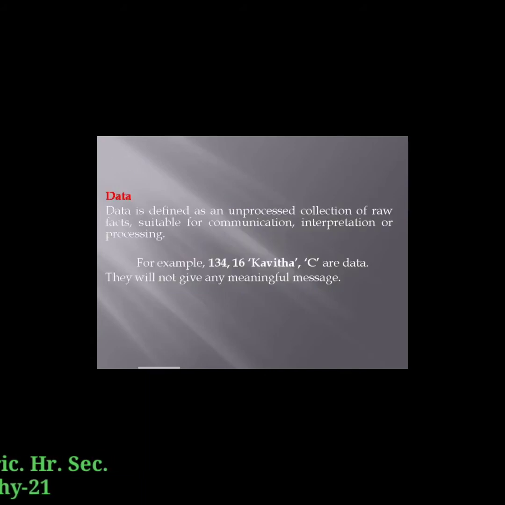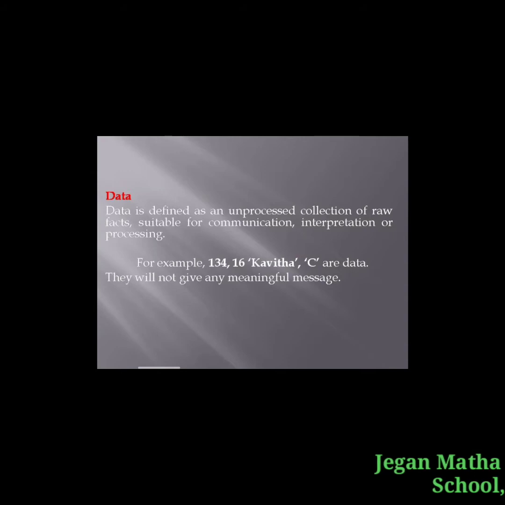What is data? Data is defined as an unprocessed collection of raw facts suitable for communication, interpretation or processing. For example, 134, 16, Kavita, C. These are called data. They will not give any meaningful message. It's just data.